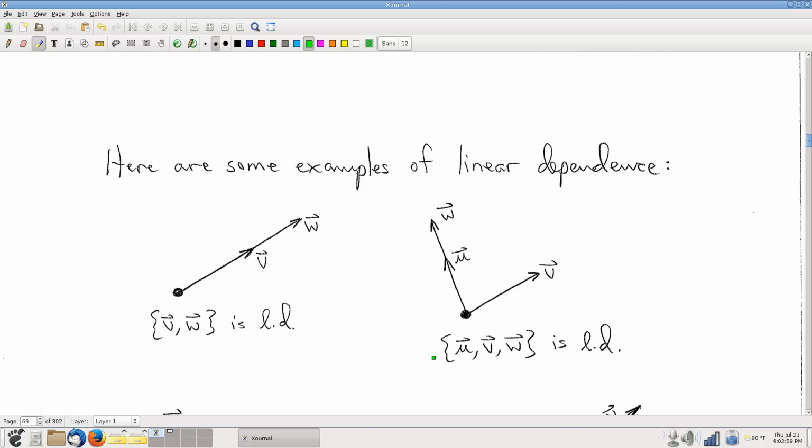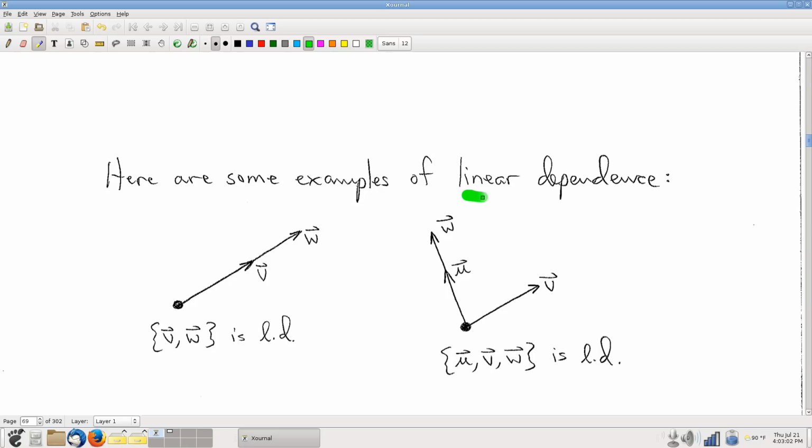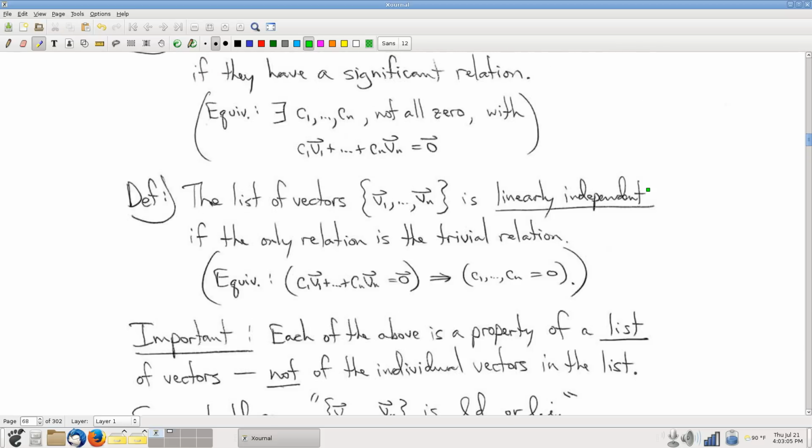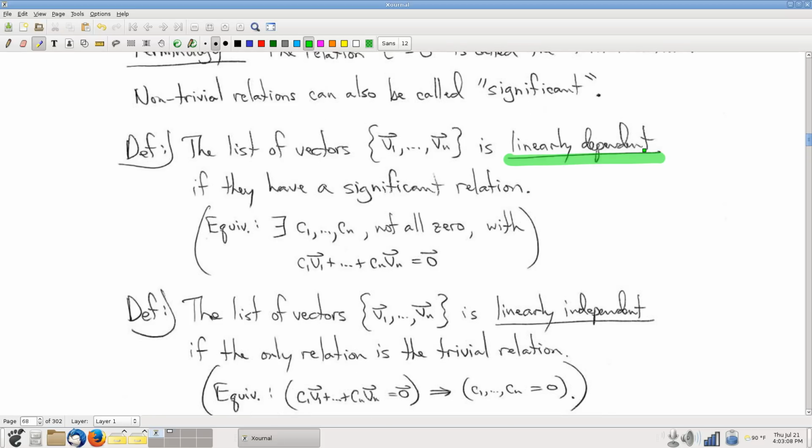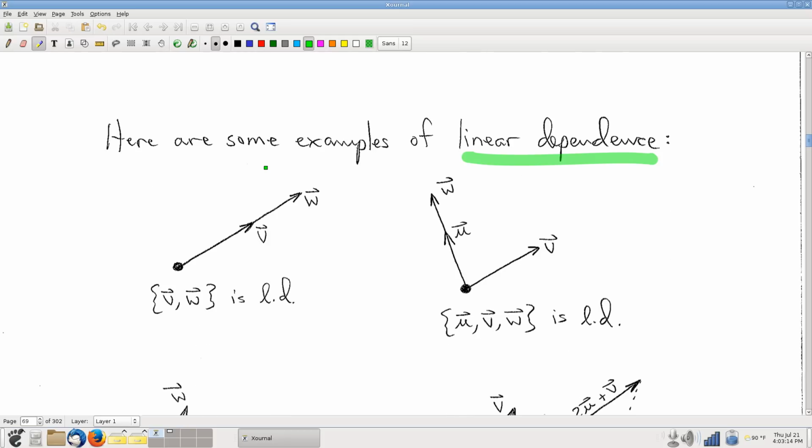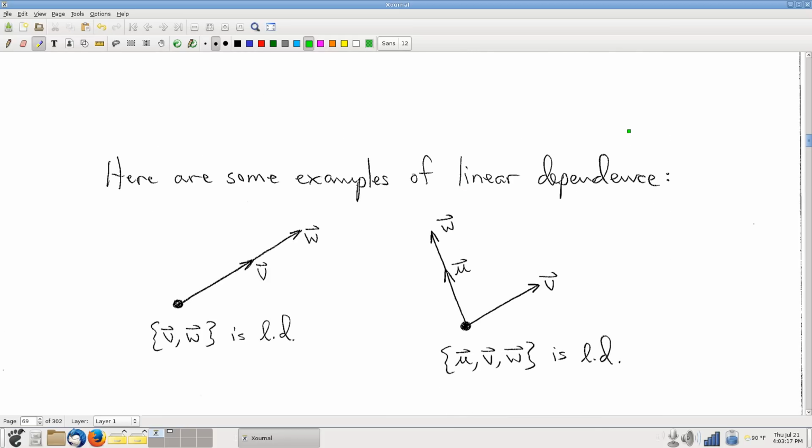Okay, so here's some examples. What does linear dependence look like? Now you'll notice I'm going to talk about dependence. Keep in mind, a collection of vectors is dependent if there is a significant relation. So what I'm going to draw here are pictures of lists of vectors that have a relation. So here's one. This pair of vectors here, v and w, there is a relation amongst those vectors. That is, if I were to multiply this by just the right amount, I would get the other vector, which if I then multiplied by -1, add them up, you get 0. So that would be a significant relation between these two vectors. Therefore, this list is dependent.